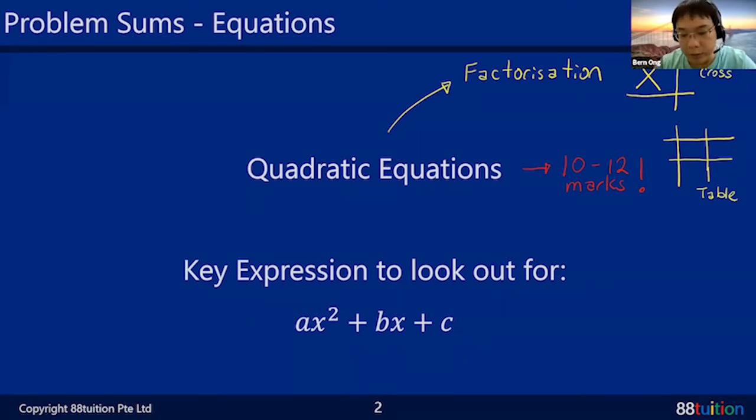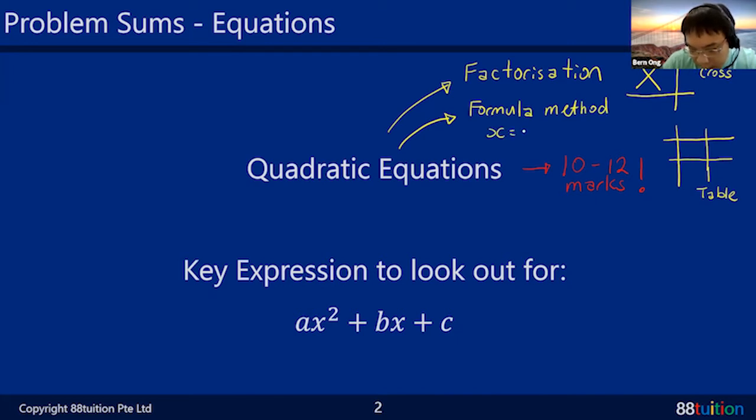Okay, so we need to factorize them. Or the second method, remember I sang a song to you, is called the formula method. The formula is given as negative b plus minus square root of b squared minus 4ac, over 2a. Just apply it into the formula and you get your answer. It's ultimately about finding x.